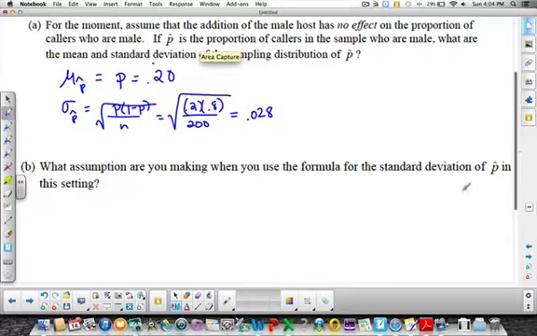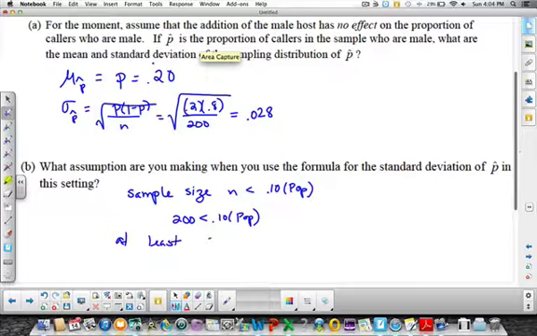What assumptions are we making when we use this formula for the standard deviation of p hat? In order to use the formula, we need to know that my sample size n is less than 10% of the population. So we're assuming that 200 is less than 10% of the population, or in other words, that at least 2,000 people listen to this radio talk show, or whatever it is, to this radio station.